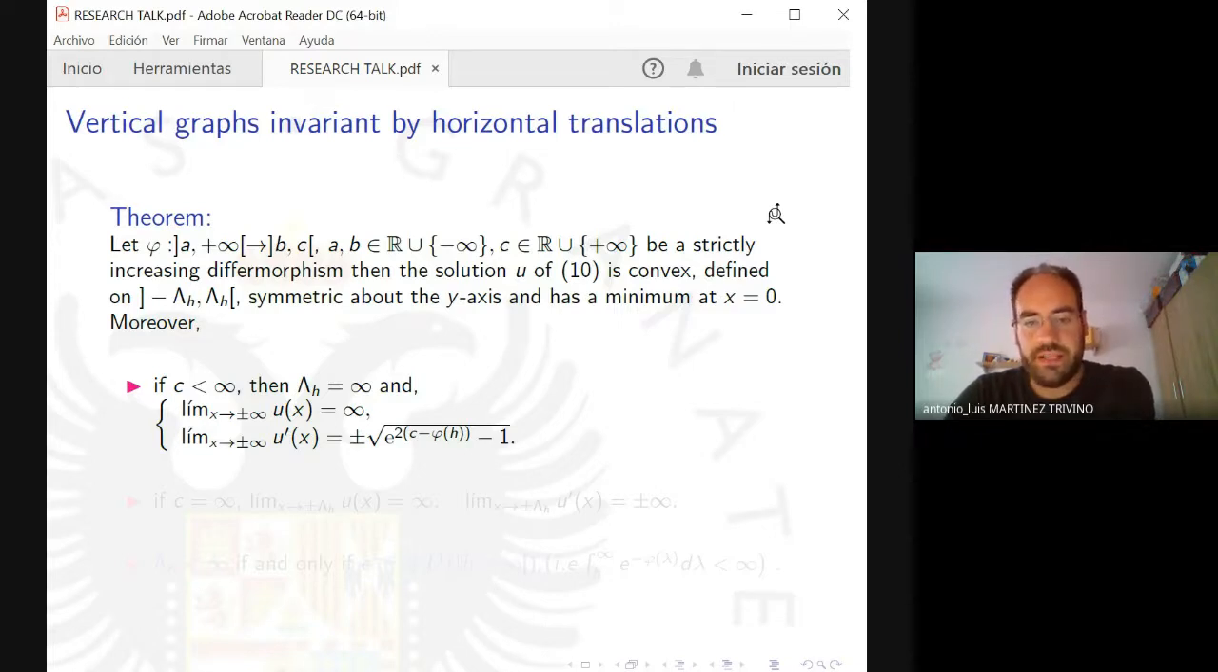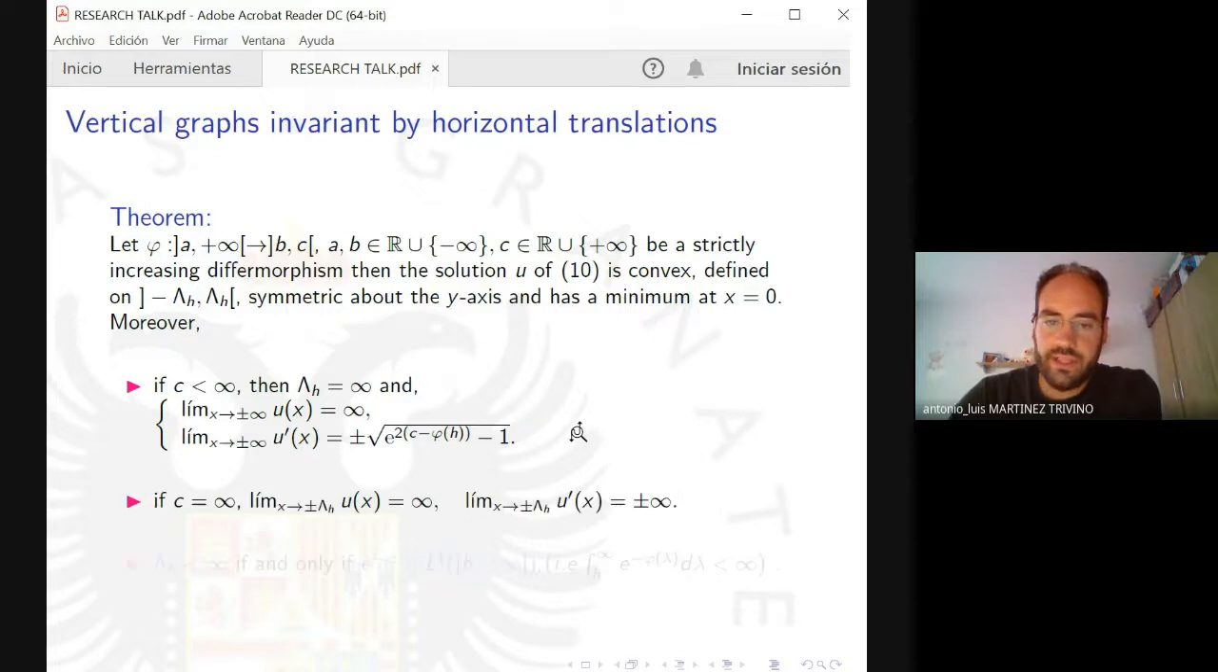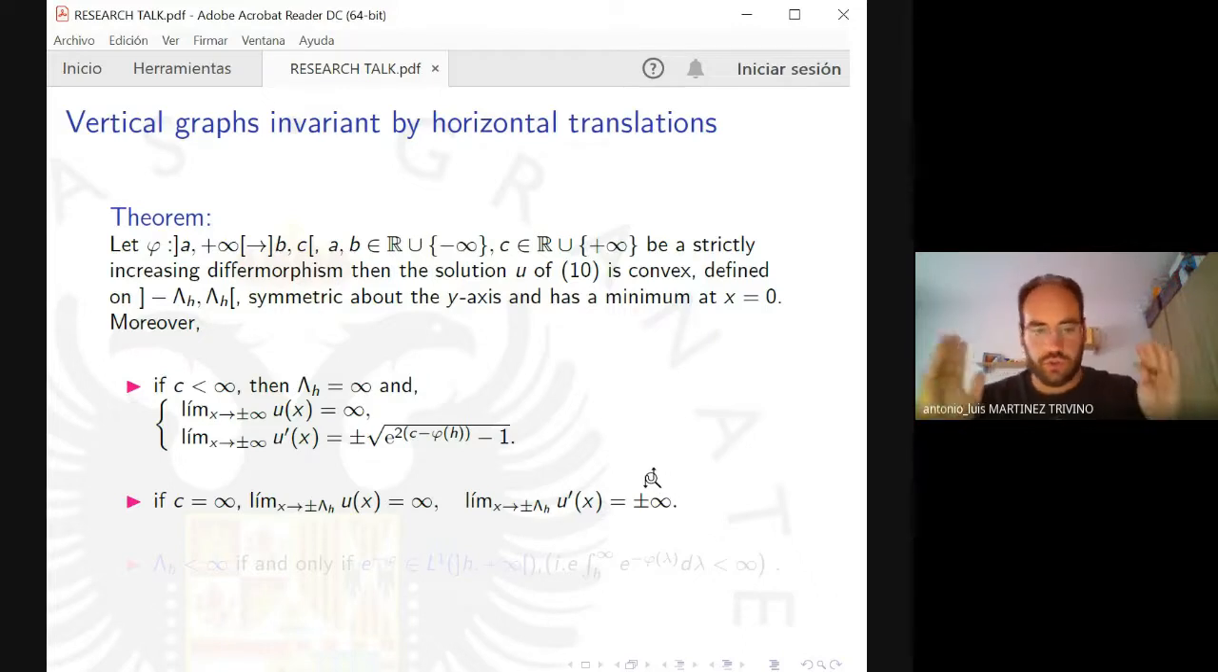Moreover, if C is finite, then this solution U is defined over R, and this solution tends to infinity with the following asymptotic behavior. On the other hand, if C is equal to infinity, this function tends to infinity and is asymptotic to two vertical planes, in infinite time.